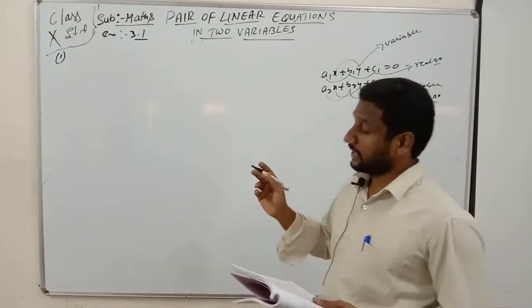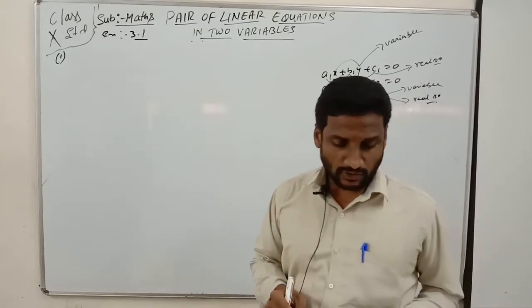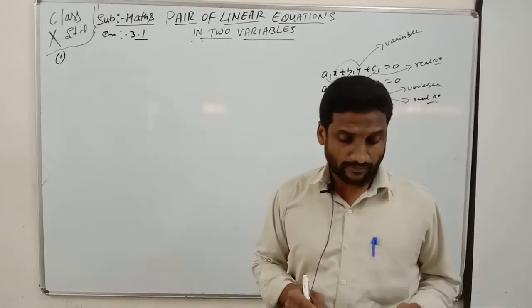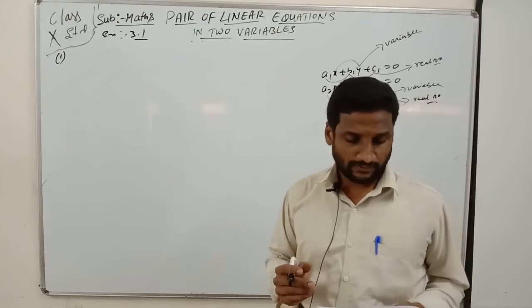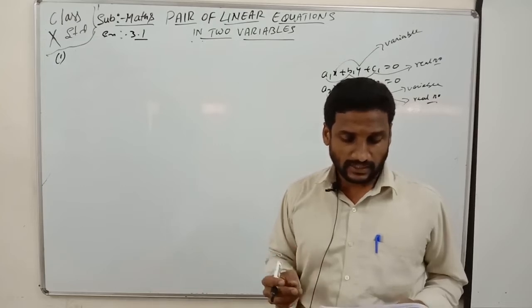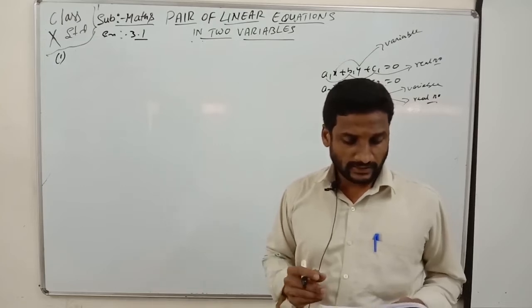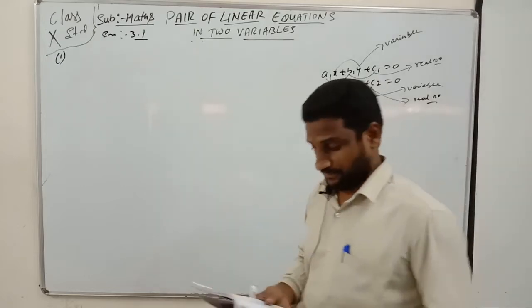Exercise 3.1. First question. Aftab tells his daughter, "Seven years ago, I was 7 times as old as you are then. Also, 3 years from now, I shall be 3 times as old as you will be." Represent this situation algebraically and graphically.